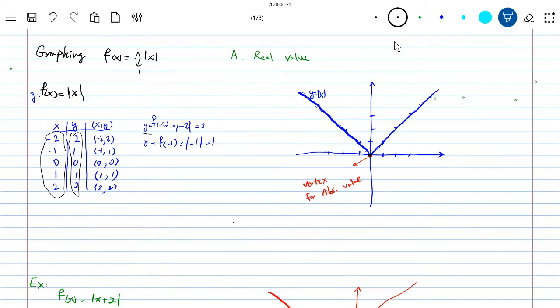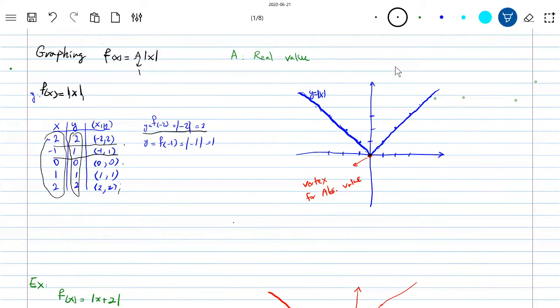For example, if you replace -2, what you get is +2. f of -2 is absolute value of -2, which is +2. So I'll find the point -2 and 2. If you try -1, you'll get -1 and 1, and so on. All these points are possible, and then you have the graph of the function.